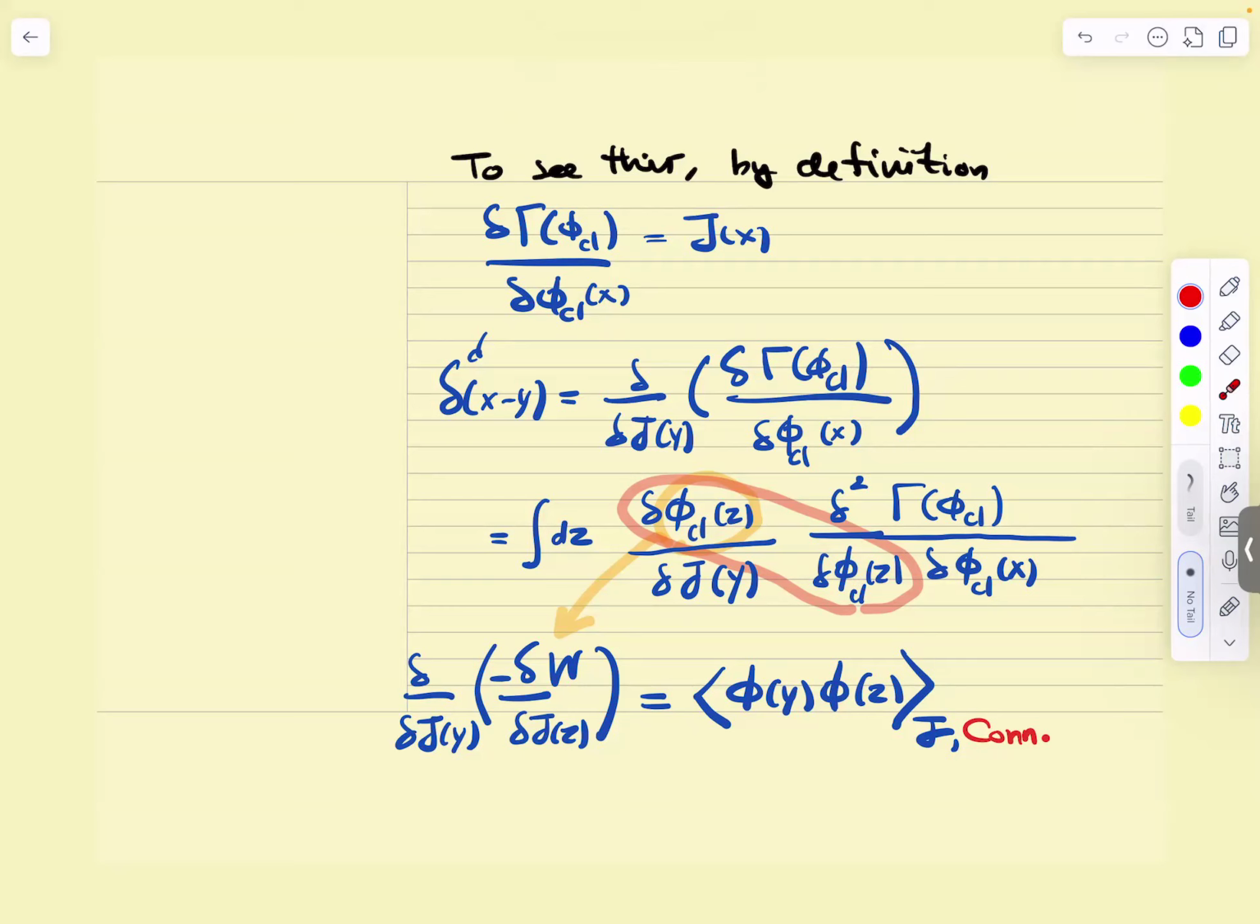Good. Okay. Now you notice that phi CL itself is minus del W over del J(z). So this term is del J(y) of minus del W over del J(z). Good. What is that? That's the connected 2-point function with J in there. I've not set J to 0 yet. In the presence of J, this is what the connected 2-point function is, because this is the second derivative of W.